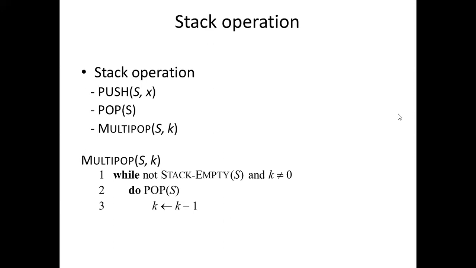How many elements do you need to remove? K number of elements we need to remove. So for this, k equal to k minus 1. So we are repeating this while loop until the stack is empty, removing each and every element, that is the k number of elements already placed in the stack. Now we want to remove those k elements.